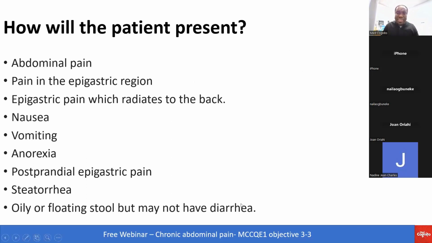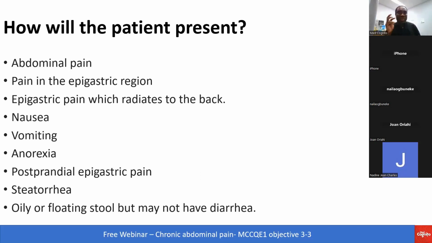Okay. So let's get into it right away. How will I be able to pick up a patient with chronic pancreatitis? Number one, of course, a patient with chronic pancreatitis is not going to be a young person. I'm expecting an adult. In a question style, I'm looking for somebody who is about 50 years and above, okay?